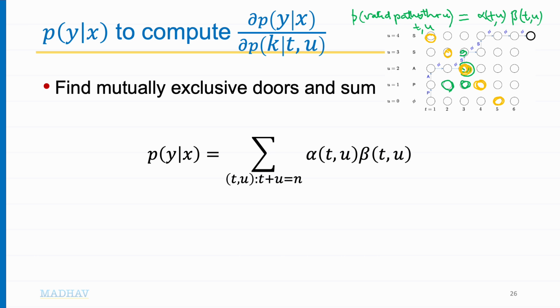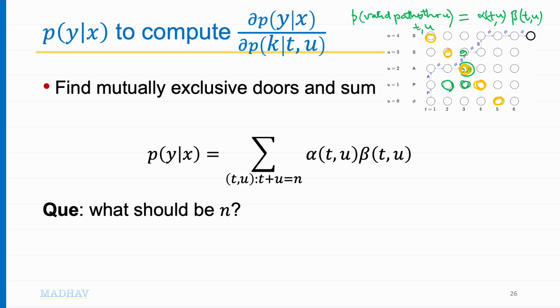N is some constant. And alpha t into beta u is basically a sum of one set of valid paths through one door, the t comma u door. Like that, take all tu which are mutually exclusive on that line, and you sum over them, you get all paths. Is this easy? It's easy, right? You know how to find probability through one door, and you know mutually exclusive doors. Sum them over. That's it. Okay.